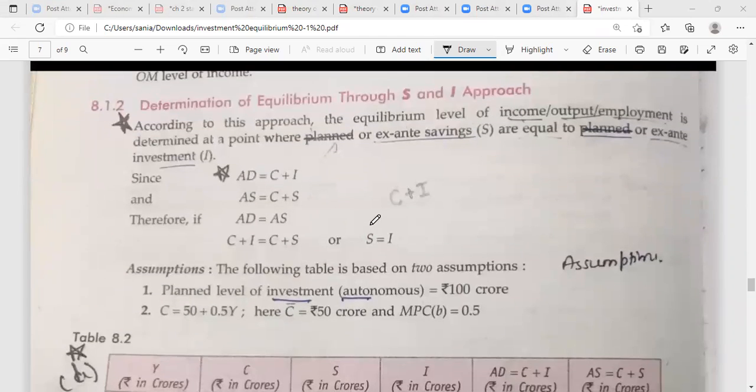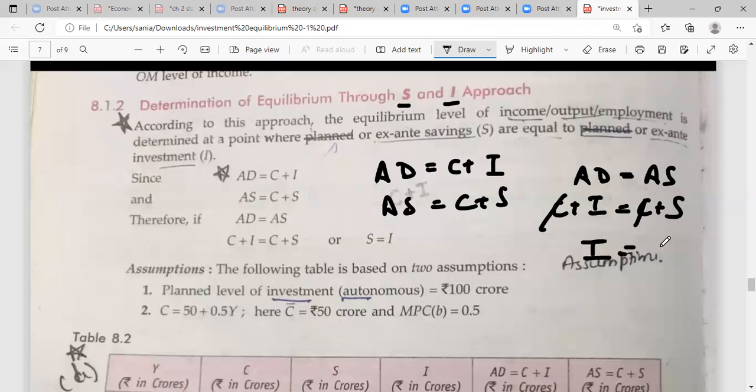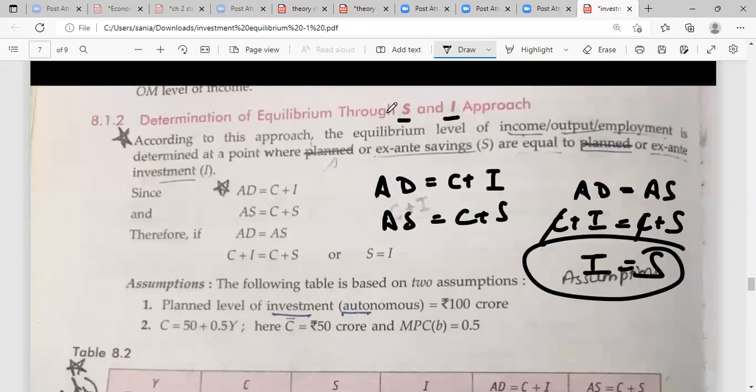Now, basically, we are going to discuss the next approach, which is your S and I approach. Okay. So, S and I approach, already you know, AD equals C plus I, right? And AS equals C plus S. So, when your AD is equal to AS, it means C plus I equals C plus S. So, C and C got cancelled and you get I equals S. This one. Clear? Yes, ma'am.